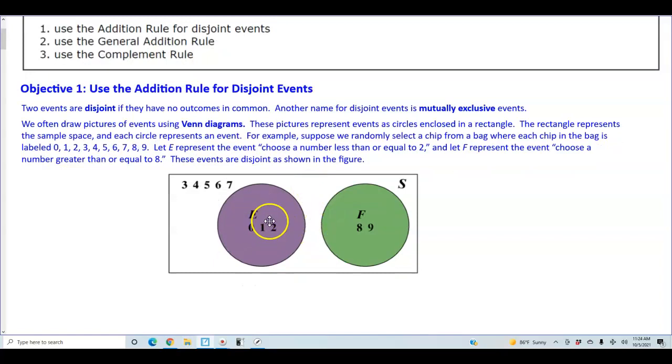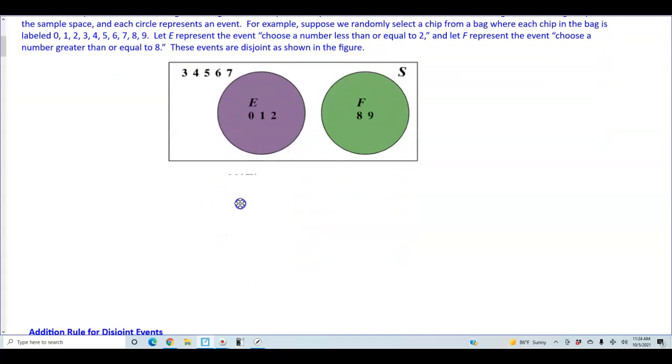So you can see here, here's event E, and this represents choosing a number that's less than or equal to 2, so we have 0, 1, and 2. And event F is a number that's greater than or equal to 8, which is 8 and 9. The entire rectangle is the sample space, and the remaining numbers are in this sample space, meaning 3, 4, 5, 6, and 7.